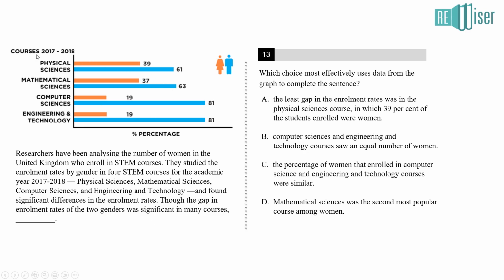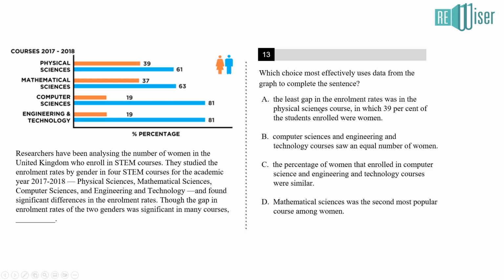So here the graph tells us the courses 2017 to 2018, the 4 areas of physical science, mathematical science, computer science, engineering, technology, and then you have the percentage of students enrolling in them. The blue stands for the men, the orange stands for the women. Now take a look at the question. Which choice effectively uses data from the table, from the graph, to complete the sentence?